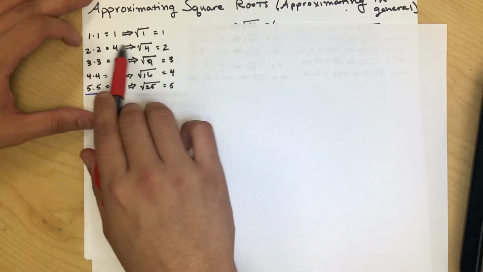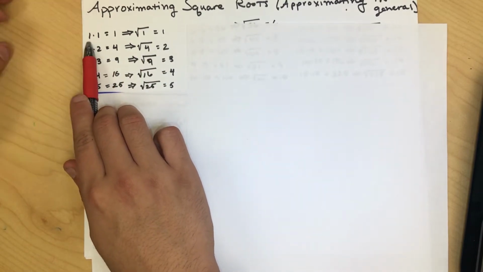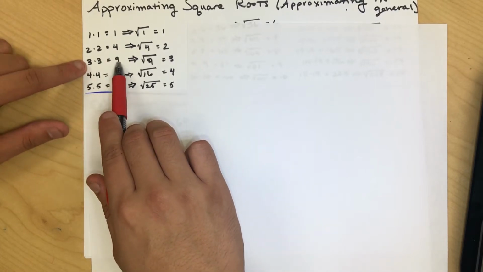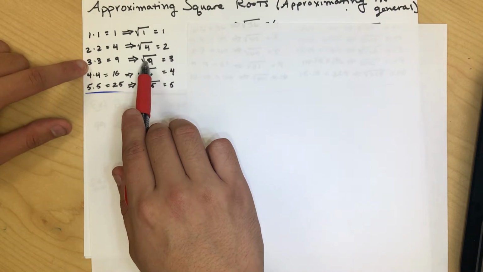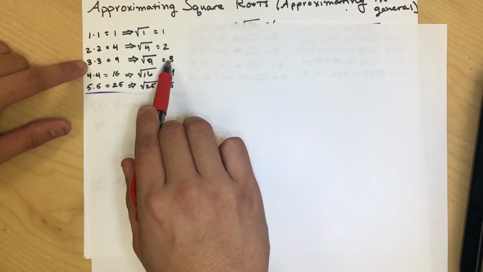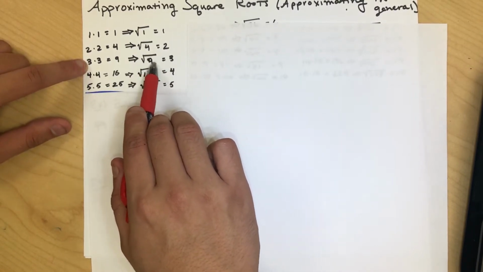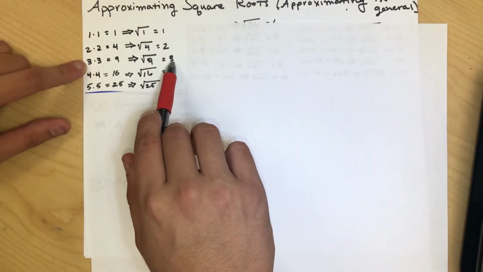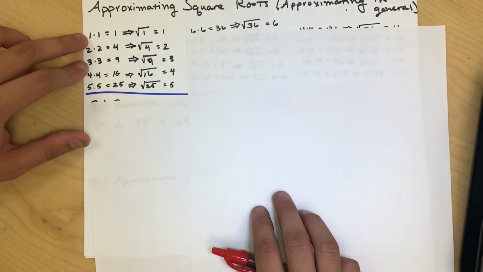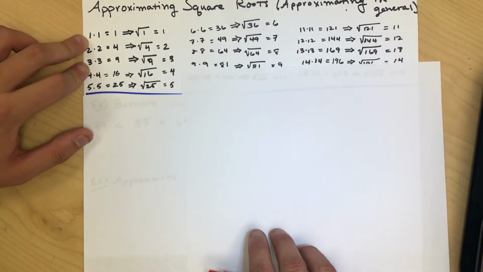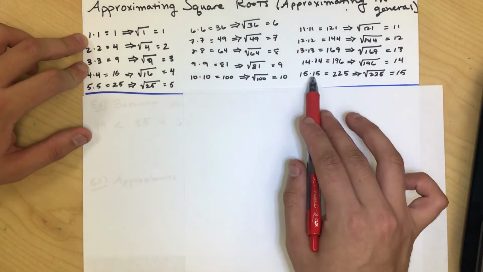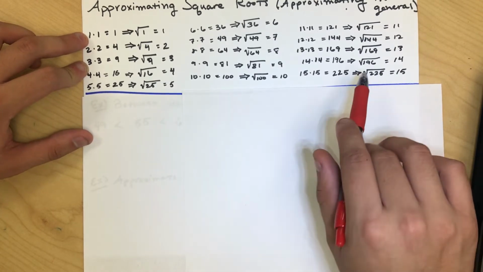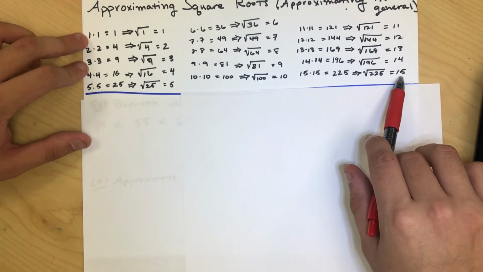And notice what's going on here. It's the same number times itself that gives us a number. So for example, 3 times 3 gives us 9. That means the square root of 9 is 3. The square root of 9 is not 3 times 3. Okay, the square root of 9 is one number, just 3. And we did the same thing up to the 15s. So 15 times 15 is 225, which means that the square root of 225 is 15.